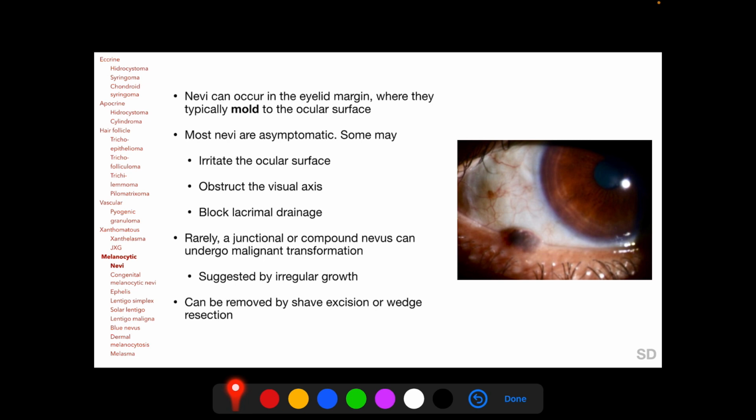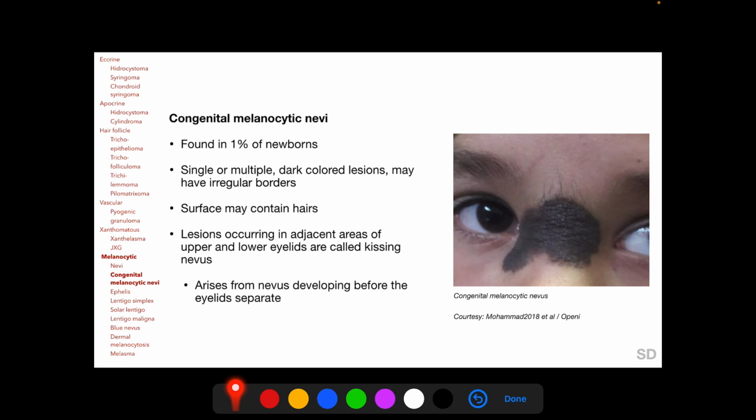Most nevi are asymptomatic, however some may irritate the ocular surface or obstruct the visual axis or block the lacrimal drainage. Rarely, a junctional or compound nevus can undergo malignant transformation suggested by irregular growth of the lesion, and nevi can be removed by shave excision or wedge resection. Congenital melanocytic nevi are found in 1% of newborns.